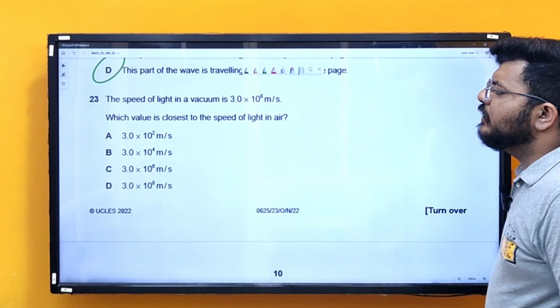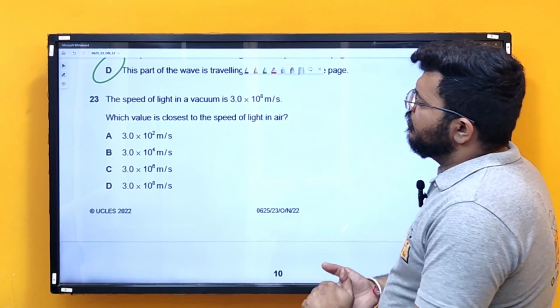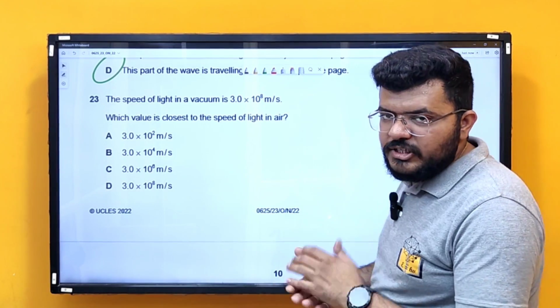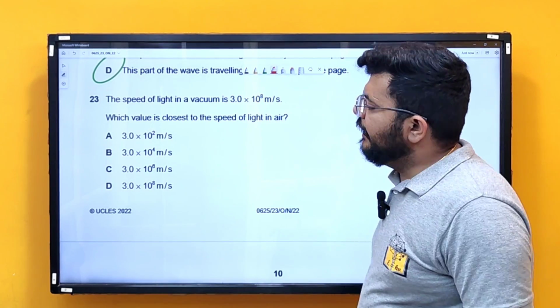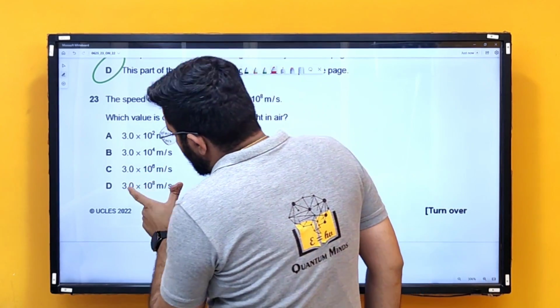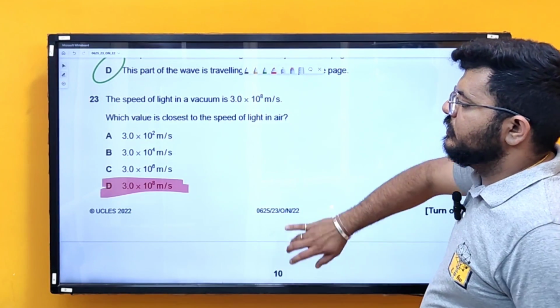The speed of light in a vacuum is 3 into 10 to the power 8 meters per second. Which value is closest to the speed of light in air? There is hardly any change. So it should be the same, 3 into 10 to the power 8 meters per second. This is 8, and that's your answer.